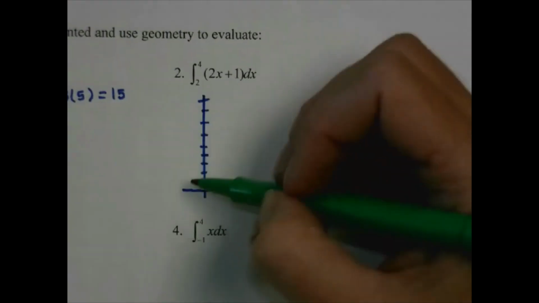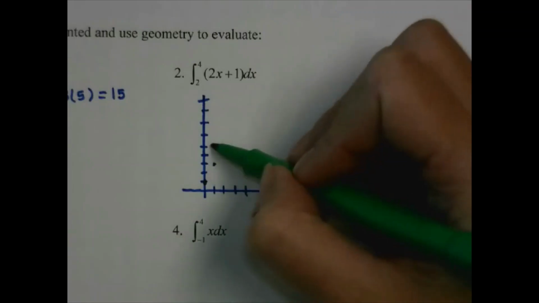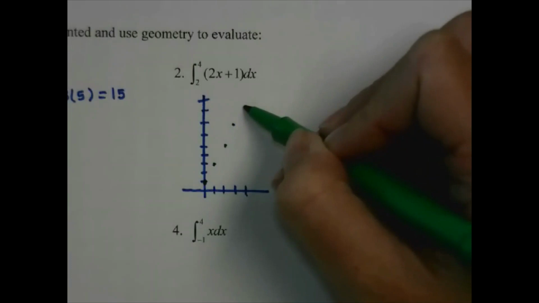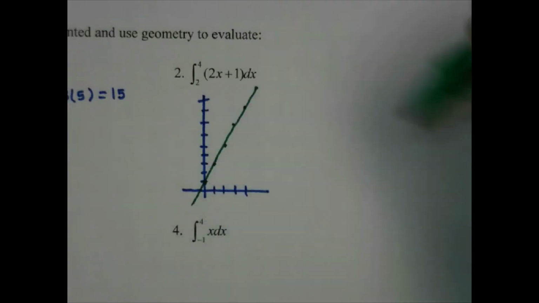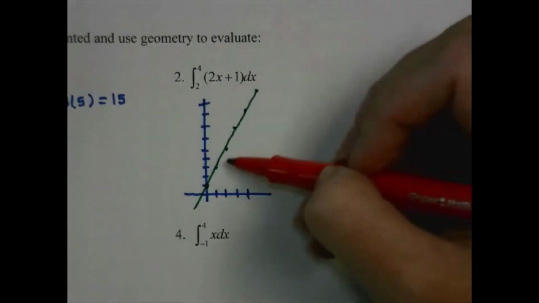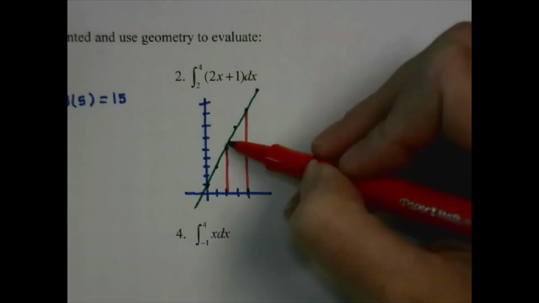Okay, so 2x plus 1, we're going to cross at 1 and then go up 2 over 1, up 2 over 1, up 2 over 1, up 2 over 1. I switched my colors. So we want the integral from 2 to 4.